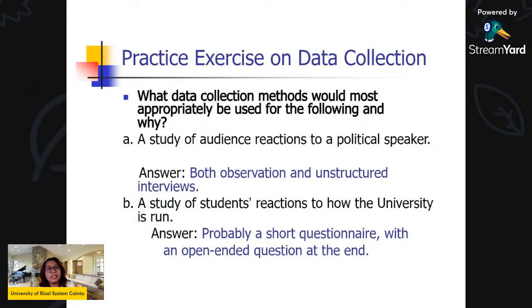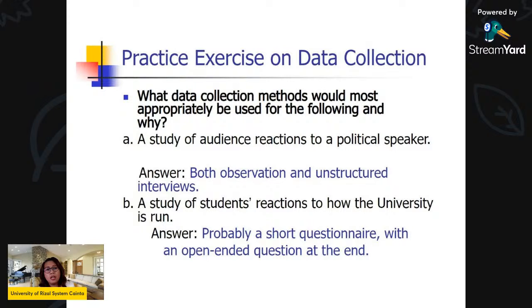Now, let's practice exercises on data collection. What data collection methods would most appropriately be used for the following and why? Letter A, a study of audience reaction to political speakers. Ano ang magiging sagot doon? Both observation or structured interviews.